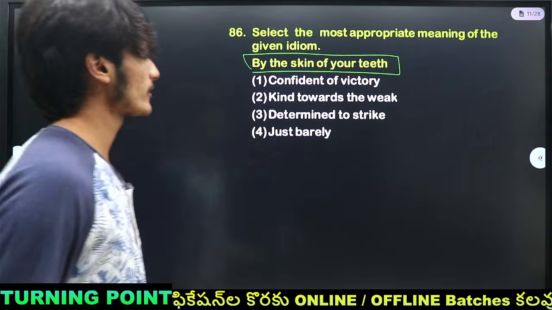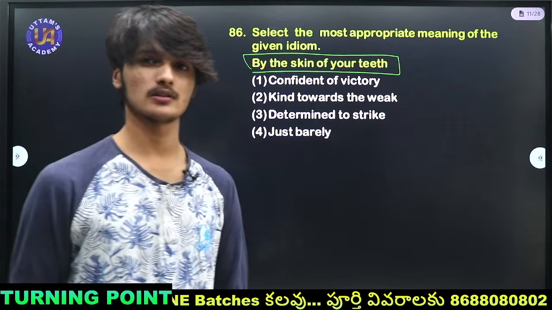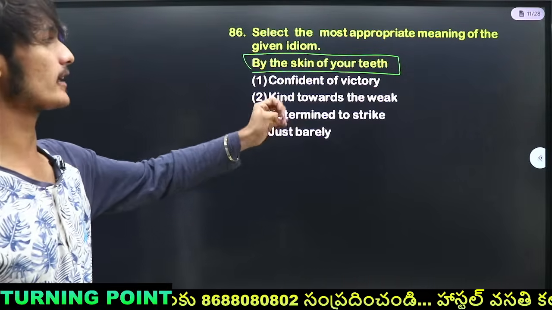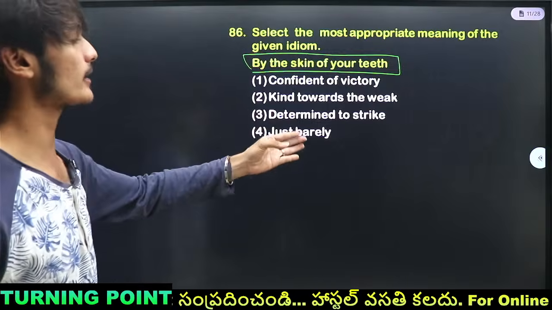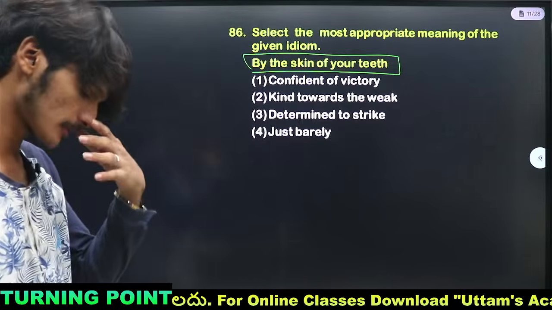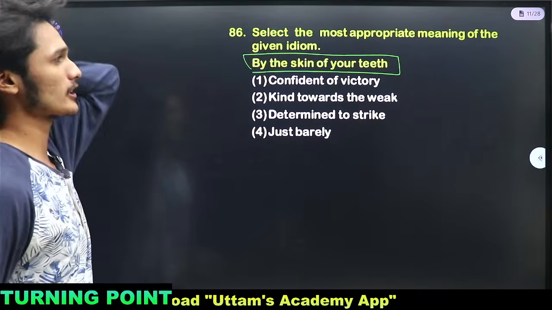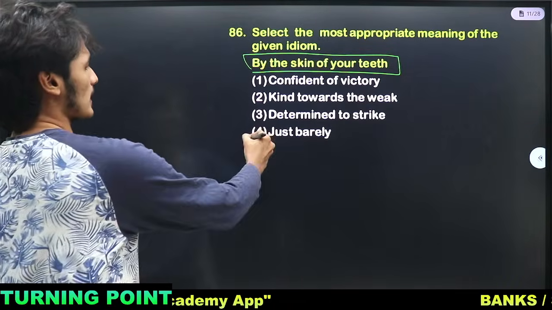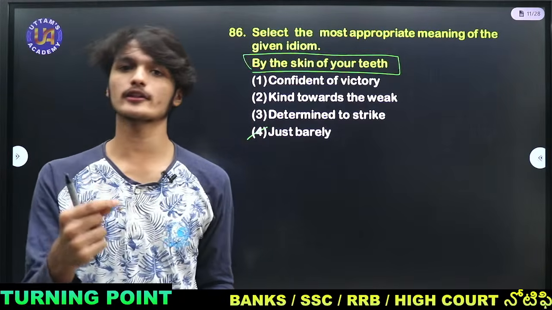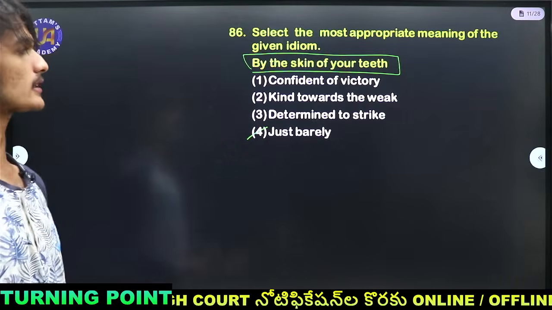So I am giving you a hint. Does the teeth have any skin except gums? So confident of victory, kind towards the weak, determined to strike, just barely. So Anudipti got it right, option D. By the skin of your teeth means just barely. So what happens for our teeth? We have gums which is barely connected to the teeth. So just barely. By the skin of your teeth means just barely.